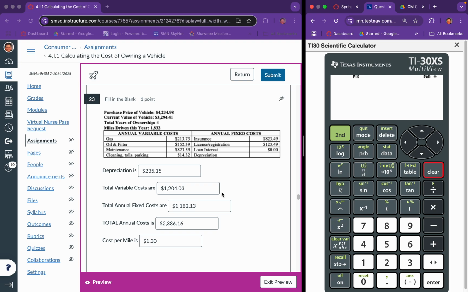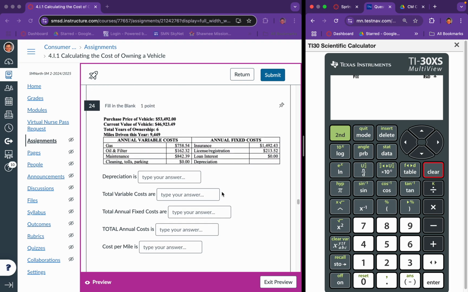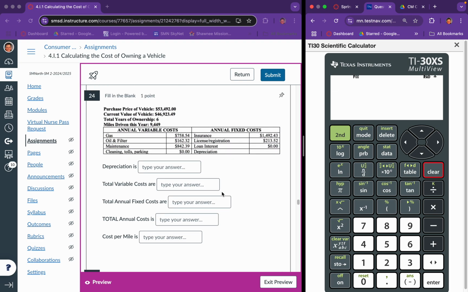If you want to go to the next one, you might want to try it, hit pause and see if we agree, or just watch again. First, we're going to do depreciation. This is a brand new car, $53,492. This is a new car.